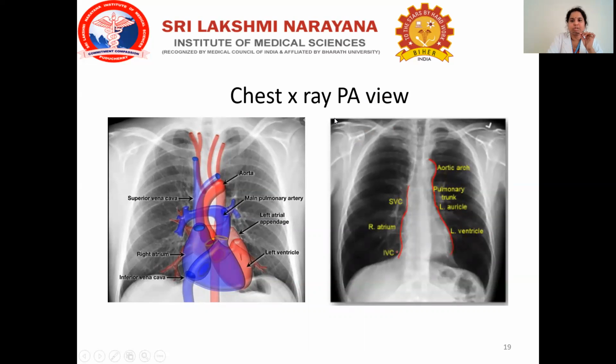In the chest X-ray, posterior anterior view, the structures forming the heart borders can be appreciated. The left heart border is formed by the aortic arch, otherwise called the aortic knuckle, the pulmonary trunk, a small window between the aortic knuckle and pulmonary trunk forming the aorticopulmonary window, and a small portion of the left auricle. Below it is formed entirely by the left ventricle. The right heart borders are formed by the superior vena cava, entire right atrium, and inferior vena cava.